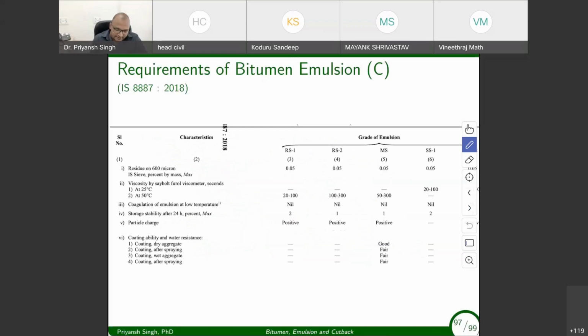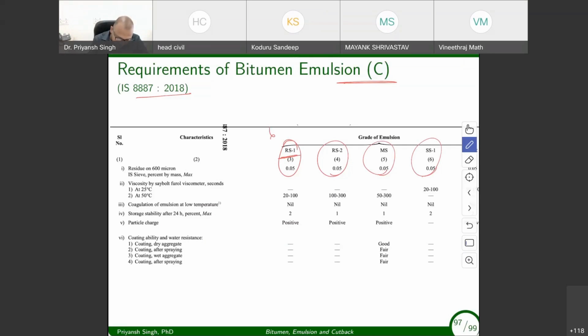Now, as per IS 8887-2018, let's see what the different grades of emulsion are. Here I'm just representing the cationic emulsion. I'm not discussing the anionic emulsion. Similarly, the anionic emulsions are also graded. So we have 4 different grades of emulsion: the RS1, RS2, MS, and SS, which are rapid setting, medium setting, and slow setting.